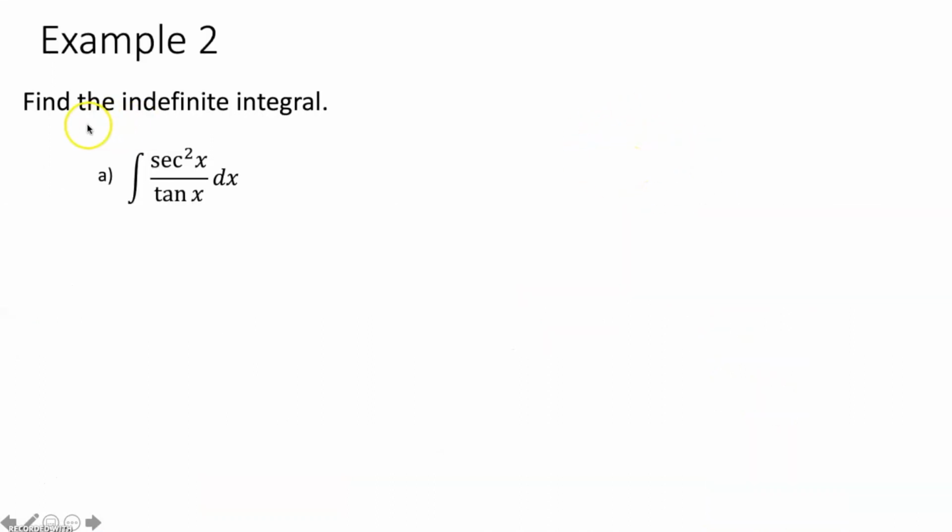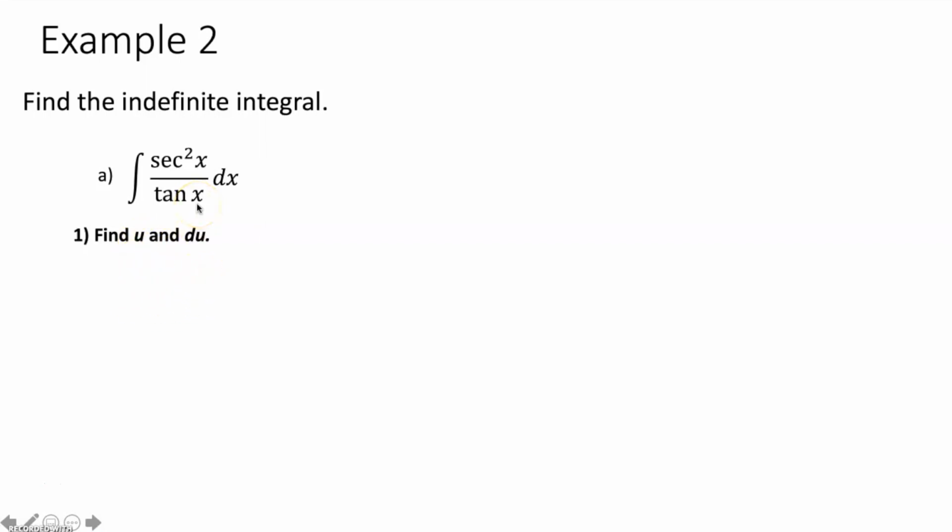Example 2, doing the same thing. We are finding the indefinite integral, this time of secant squared x over tan x dx. So we are again taking the indefinite integral of a function being divided by another function. Anytime that happens, you should try to use u substitution in order to integrate. So I'm going to set u equal to whichever function, if I were to take the derivative of it, would give me the other function.